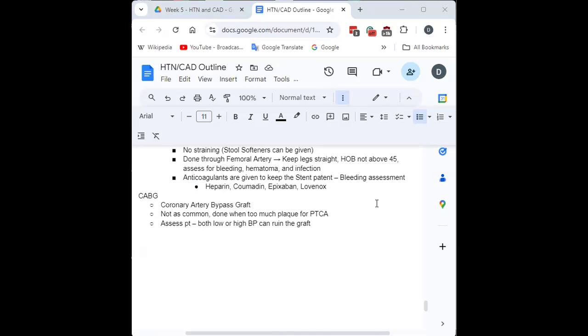So think about traffic. And another thing to think about with this one is to assess the patient. Both low or high blood pressure can ruin the graft. If it's too high, it can just kill the graft. If it's too low, then it's not perfusing enough and it dies because it's not getting perfused enough. You also want to go with an anticoagulant because you want to make sure it doesn't get clotted up, so my road doesn't get congested again.